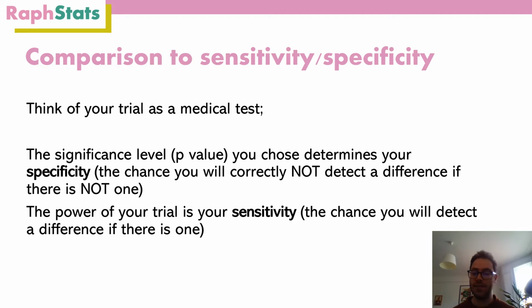We can think of this as a comparison to sensitivity and specificity, which I talked about a little bit in my test lecture. If we're thinking of our trial as a medical test, the significance level we pick is specificity. It's if there is no difference between these two things, how often are we going to be wrong and say there is, even though there isn't, that false positive idea. Whereas the power of our trial is our sensitivity. So if there is a difference between these two things, how often are we going to pick it up? And these two things are always in balance.